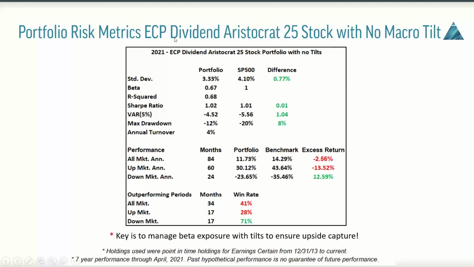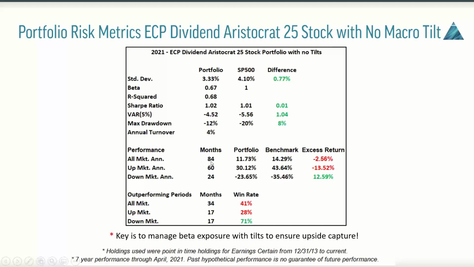But what I want everyone to take away from these risk metrics, we're going to do a side-by-side bake-off here in just a minute, I want everybody to just focus for a minute on what's in red, because that's really what we're managing to when we talk about the Dividend Aristocrat strategy, both on the ECP side as well as the S&P side. And you'll see that the portfolio itself struggles with all market performance. That's including up markets and down markets, right?